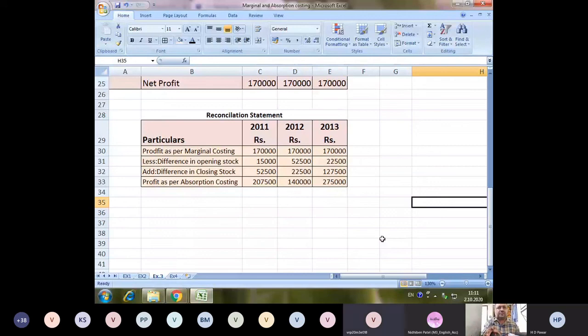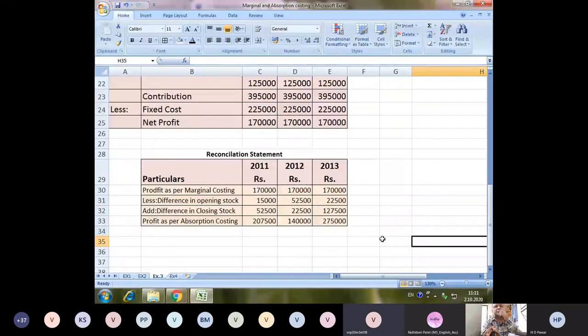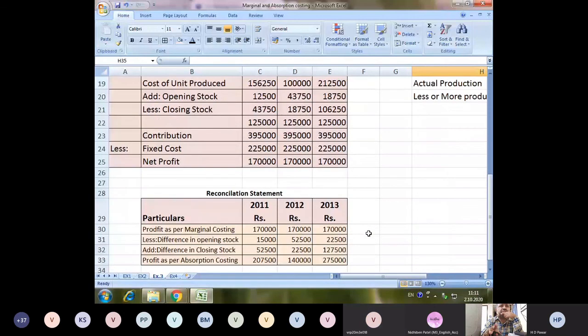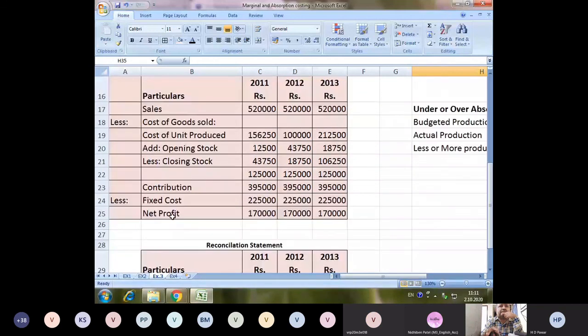Okay, Sir, can you do the profit as per marginal costing? Yes, pardon, I am not getting your question. Repeat it again. Please repeat it. Profit as per marginal costing. Please repeat. Profit as per marginal costing means you are not getting this net profit, 170, you are not getting.